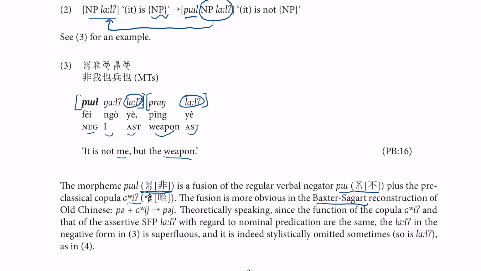In that system, the verbal negator is pronounced b, and the pre-classical copula is gui, and b plus gui becomes bai. Theoretically speaking, since the function of the copula gui and the function of the assertive sentence final particle lao are the same, lao in the negative form in 3 is actually superfluous. And it is indeed stylistically omitted sometimes. And on that note, lao itself can be omitted too, even in a positive form.